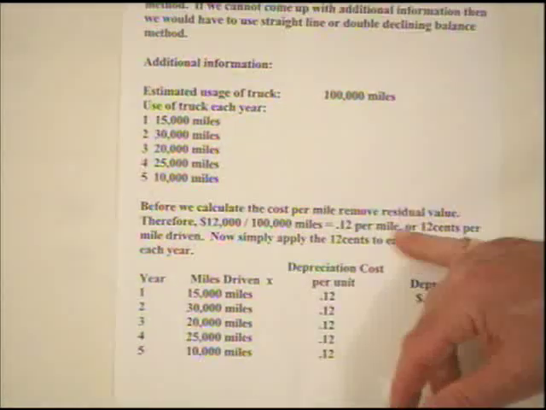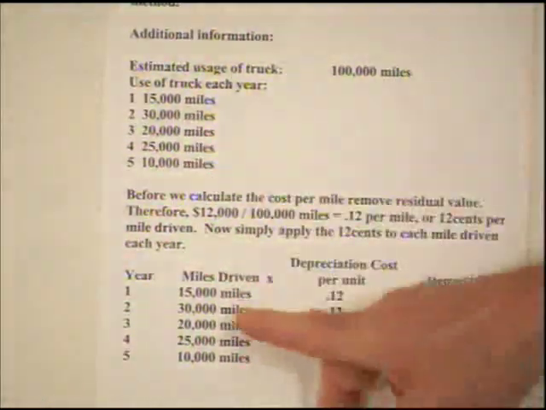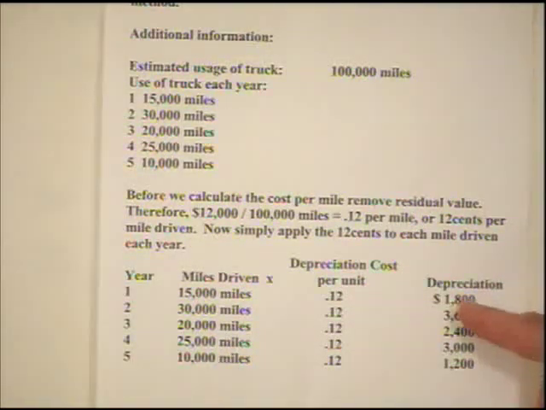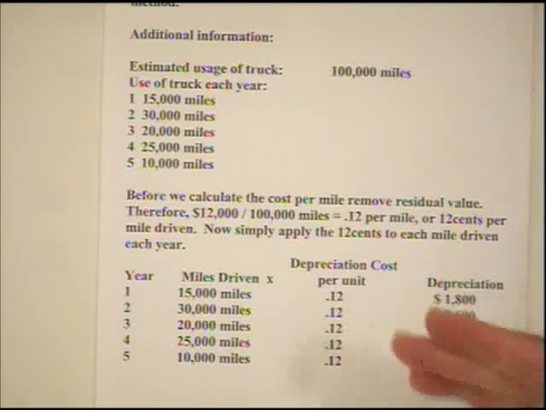So I've established again that it's $12,000 divided by 100,000 is 12 cents per mile, and I know my mileage. All I have to do each year is take the 12 cents times each of the miles driven, and there's my depreciation. And that's all there is to it.